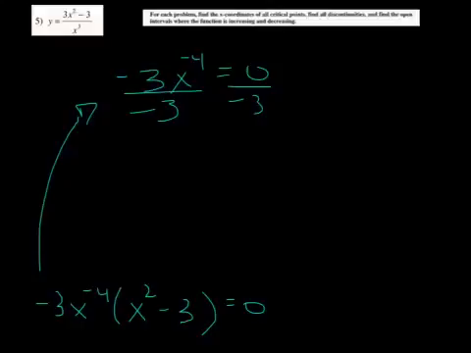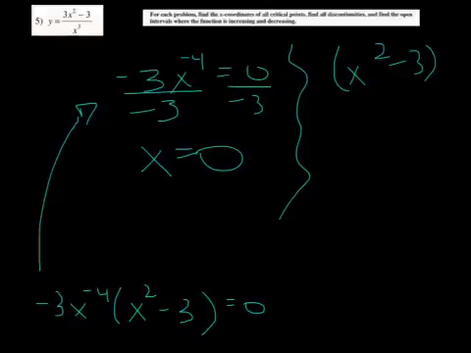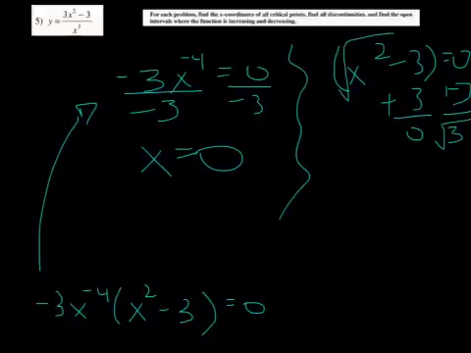And then x to the negative fourth, in order to equal 0, would always be 0. So x equals 0 for this one. And then for the other one, x squared minus 3 equals 0. So plus 3, equals 3. And then take the square root of x squared. So x equals the square root of 3.